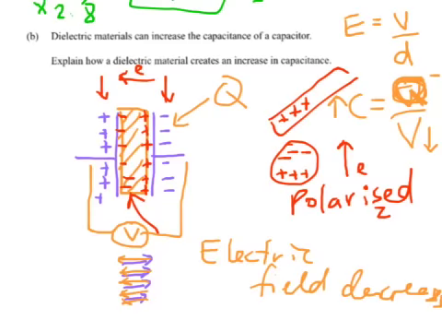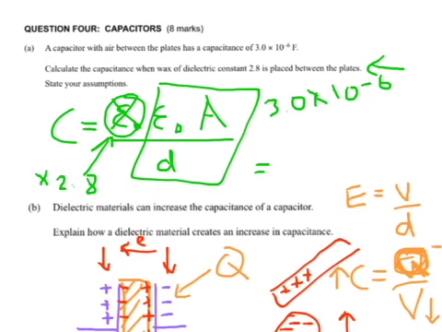Okay, now the thing I missed up the top was that we were asked to state our assumptions. I guess the assumption is that everything else is remaining constant, so the distance of separation is remaining constant, absolute permittivity of free space can't change, and the area of overlap of the plates is still the same.